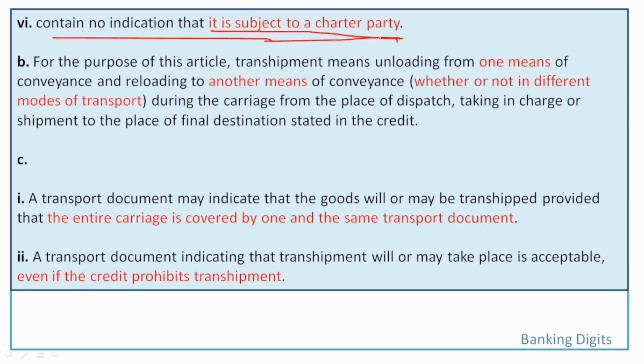Now next, point number 6 states the multimodal BL contains no indication that it is subject to a charter party. If any such words are mentioned, then it will be treated as a charter party BL, and the BL will be scrutinized as per Article 22, which is for charter party BL.